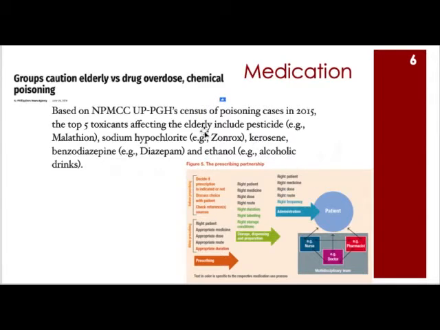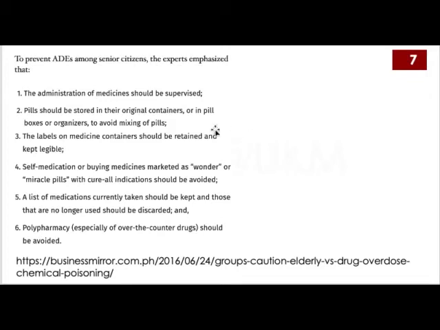So based on the Philippines news, there's a report in 2015 for the elderly patients. These are the top five common toxicants. For the medication side, benzodiazepine is something you can find over here. To prevent the overdose, it's recommended that the administration of medication should be supervised, and it should be stored properly, labeled properly, and polypharmacy prevented. Also, help to clear off the old drugs, to prevent excess of such drugs and reduce the risk of toxicity.